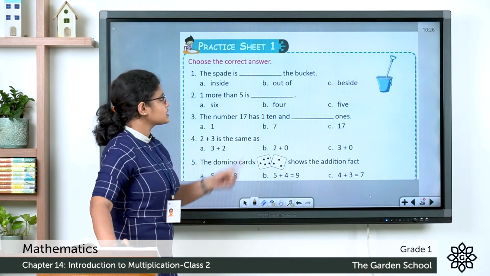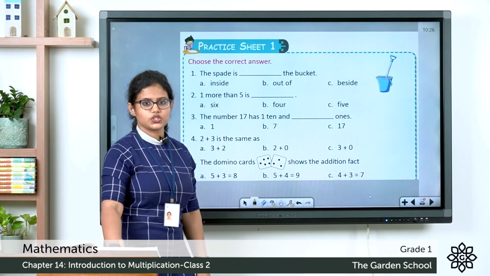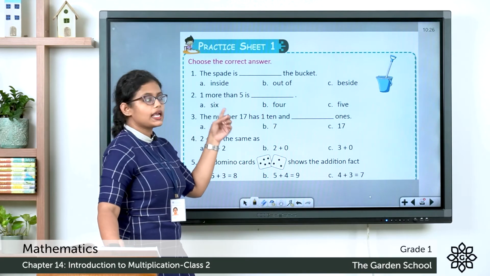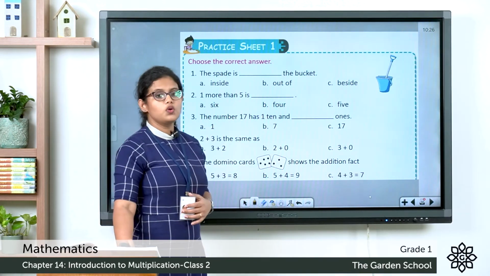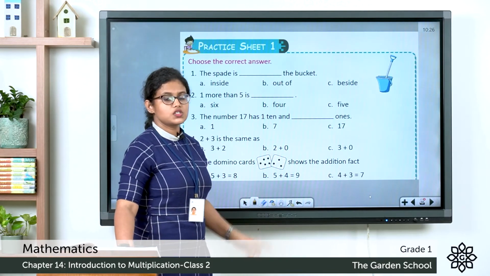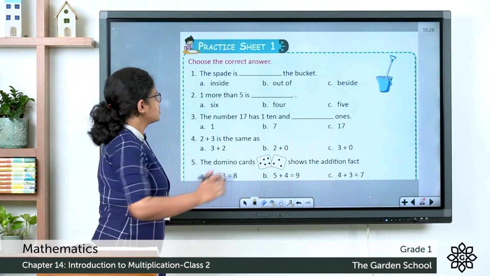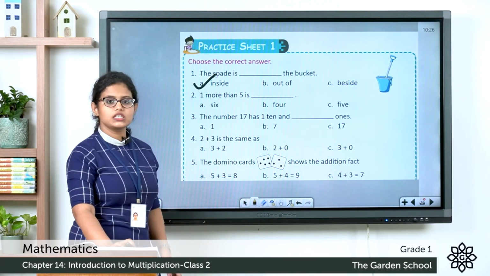The spade is dash the bucket. Here you can see the picture. See the options: inside, out of, beside. So, where is the spade? The spade is dash the bucket. It is inside. So, the correct option is inside. You can tick here.